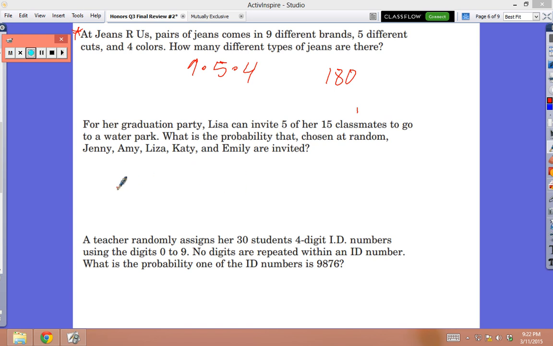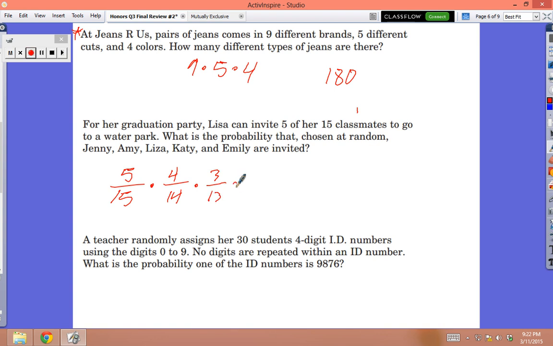So her first option, she's got 5 to choose from out of 15. But then second, she's only got 4 left to choose, 4 spots to fill. So she's got 5 spots to fill out of 15 kids, 4 spots to fill out of 14 kids, 3 spots to fill out of 13 kids, 2 spots to fill out of 12 kids, 1 spot to fill out of 11 kids. So you can do it like this.